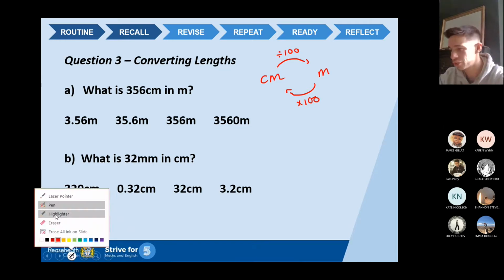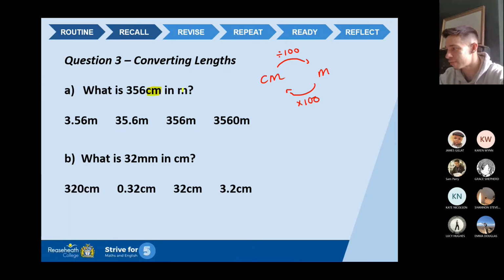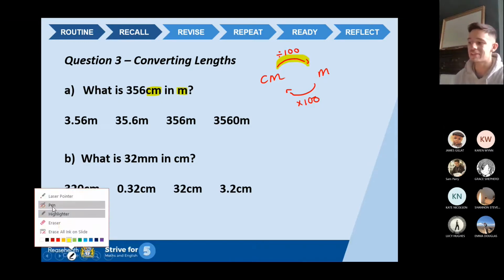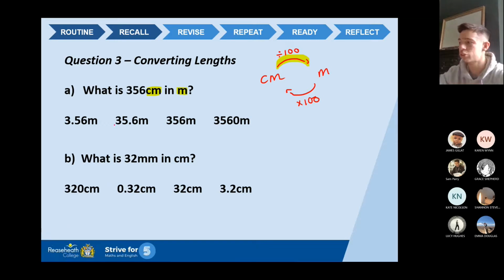Now, if we look at the question, we want to go from centimetres to metres. So we're going to go this way. So we're dividing by 100. Now, in the exam, you would have a calculator. So you'd do 356 divided by 100 and you'd get an answer of 3.56. That is the correct conversion.